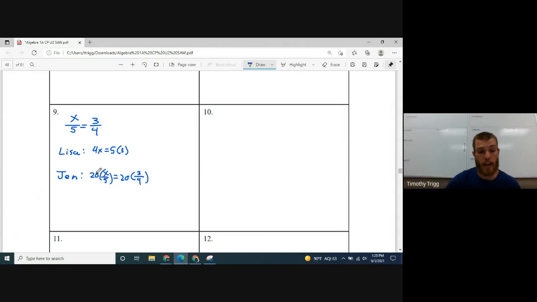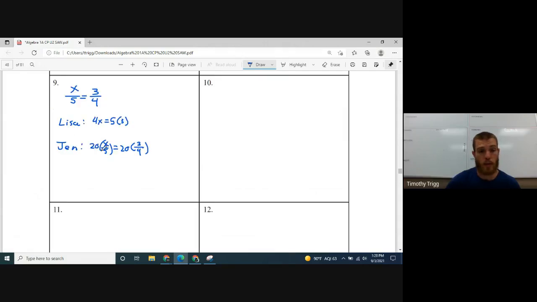Notice if we did the next step of Jen's, we would do 20 divided by 5, that's 4, then times x. So that's 4x. And then 20 times 3/4, you do 20 divided by 4, that's 5, and then times 3, that's 15. Isn't that the same as what Lisa did? 4x equals 15. So both of these methods will result in the correct answer. So I want you to state that there, that both methods will result in a correct answer.